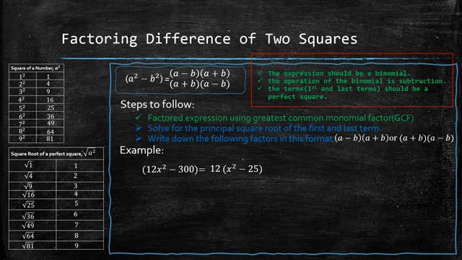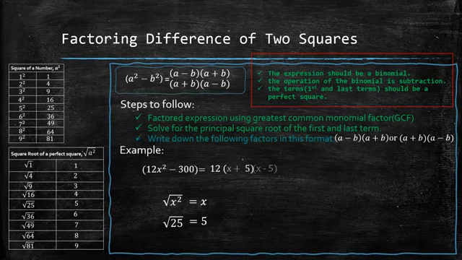Okay, let's proceed. In the next step, solve for the principal square root of the first and last term. Square root of x squared is equal to x. Square root of 25 is equal to 5. Okay, checked. Last is write down the following factors in this format. So your answer now is equal to x plus 5, x minus 5 times 12. We have checked everything. So this is now your answer.